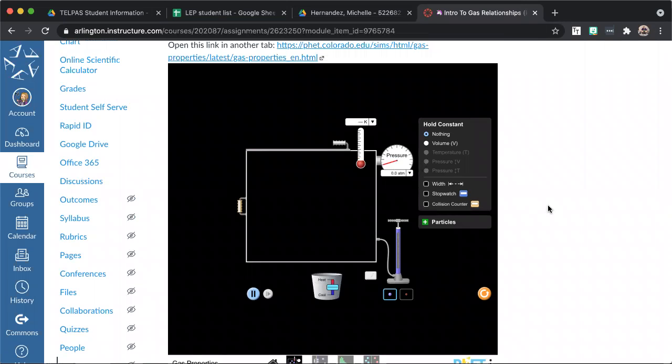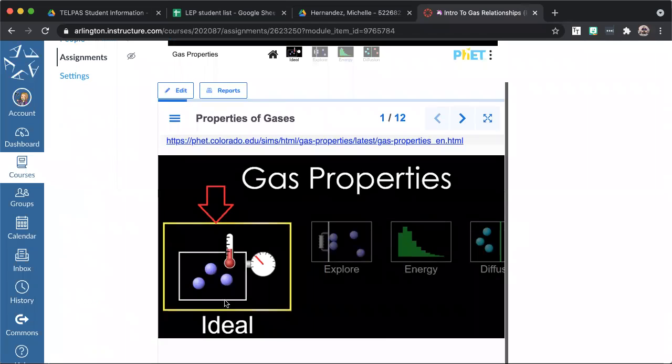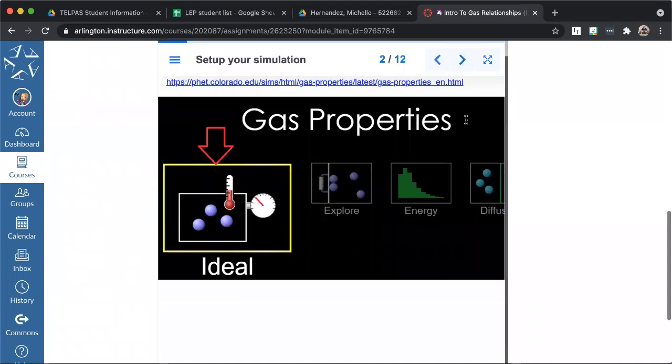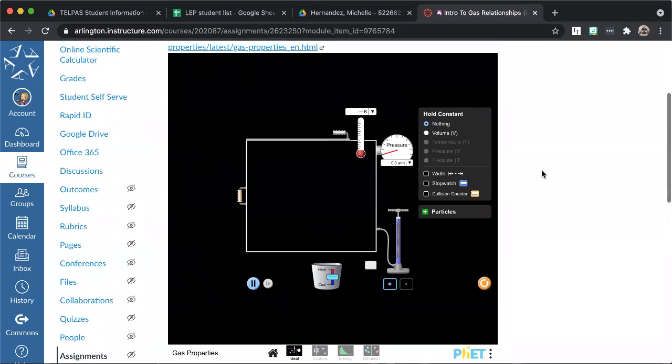And then below the simulation, this is your actual lesson. It's going to go step by step. So you're going to click on, just like I did, the one that says ideal. Okay, the arrow is showing you where to click. And then if you go here on page 2, it says add a couple pumps of gas. Okay, so I would go up here, and here's my little pump. I could add a couple pumps of gas.